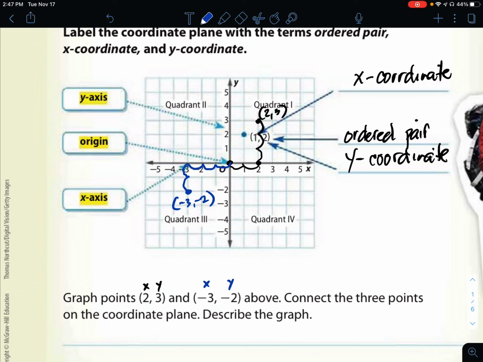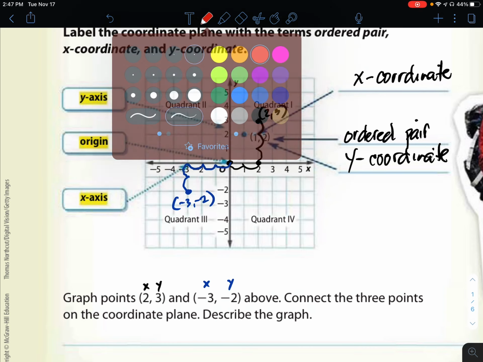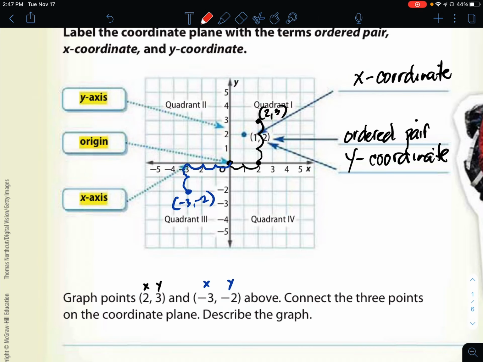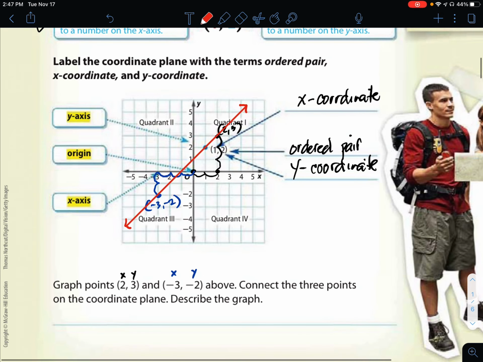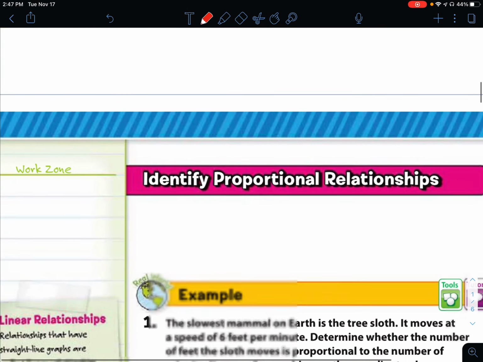Now, if I connect it with a, let's say, a red line, those 3 points right there, you notice that those 3 points actually form a straight line. So you put arrowheads, those 3 points, when you connect them, form a straight line. Okay? All right, let's move on.